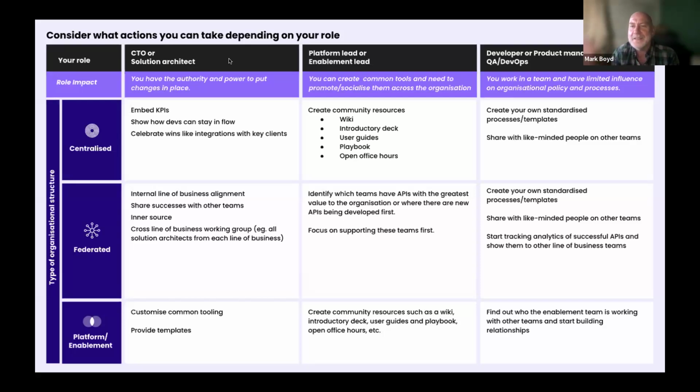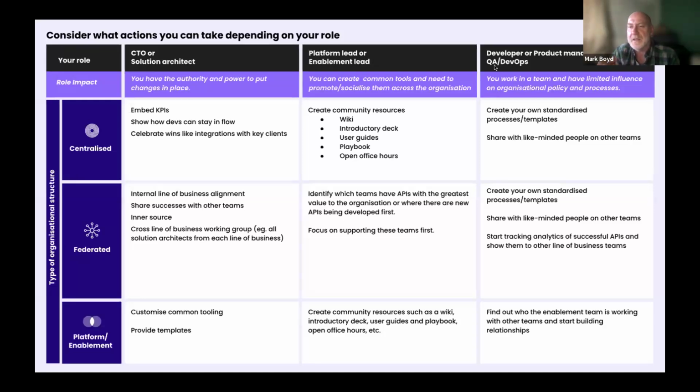If you're a CTO, you still need to convince people to use the linter and the style guide, sort of thing. But you've got some tools, like you can embed the KPIs for the whole organization, and so there's different strategies for governance that are open depending on what you need. We're not going to go through this. You can get this in the downloadable resources from today, and then what you do if you're a platform.